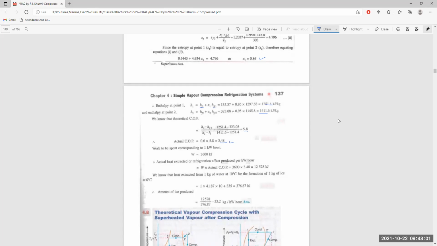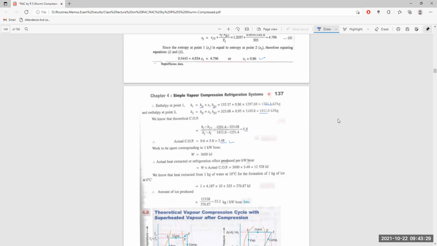The actual heat extracted, or refrigeration produced per kilowatt hour, is the heat required multiplied by the actual COP. That is the actual heat extracted per kilowatt hour, which is 3600 multiplied by 3.48, that is 12,528 kilojoules.